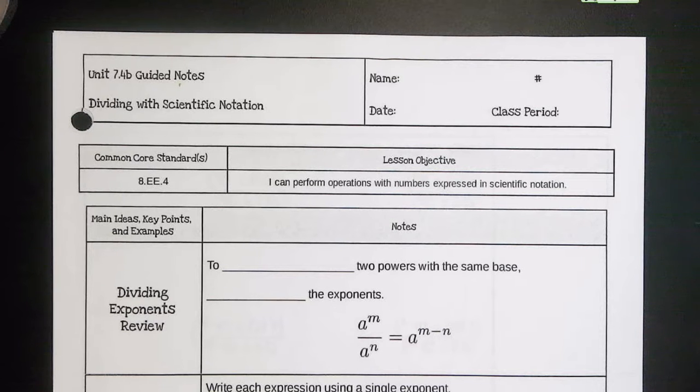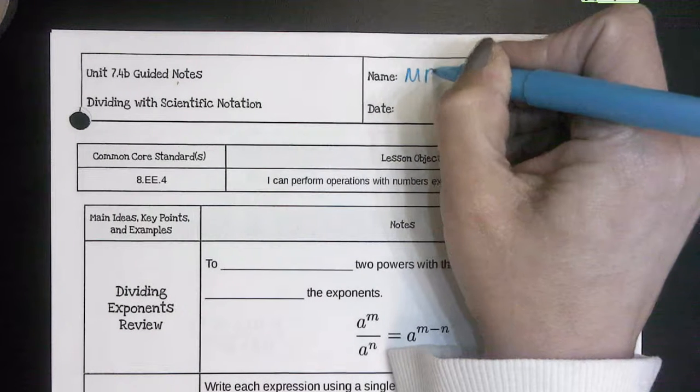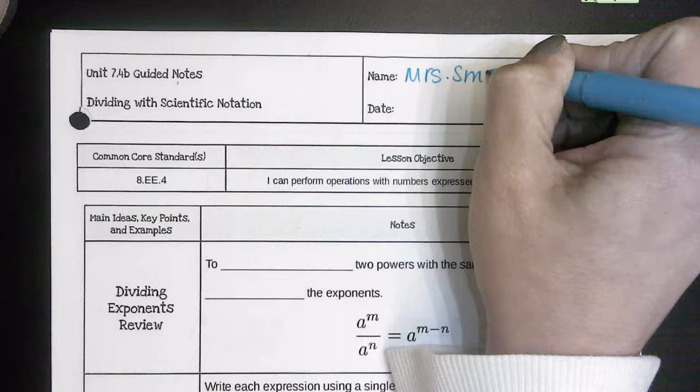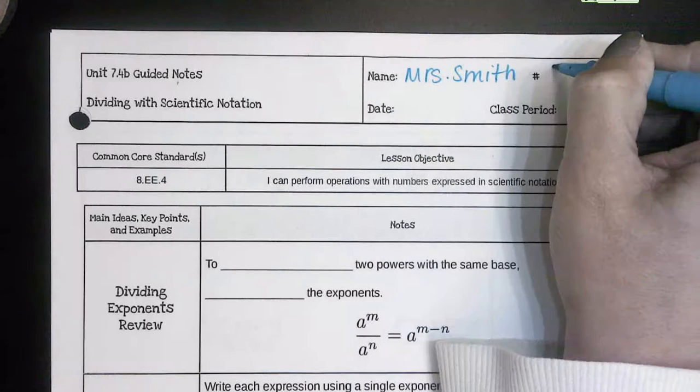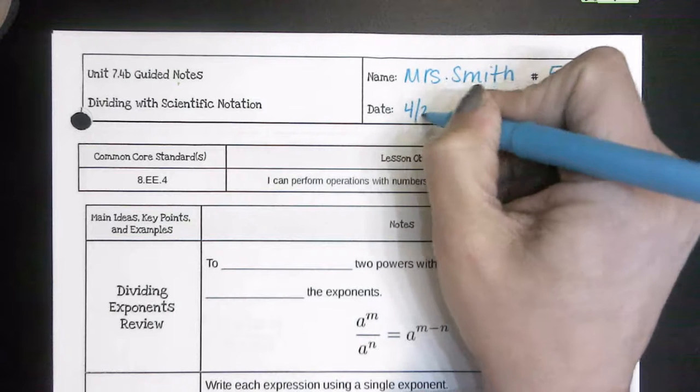So we're going to go ahead and start the second unit of our operations with numbers expressed in scientific notation. Please make sure up at the top that you write your name and your number. Pick different numbers every time. Today's date is April 25th, 2017, and then make sure you put your class period.